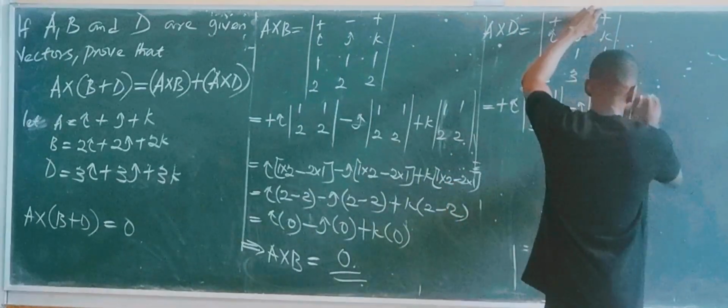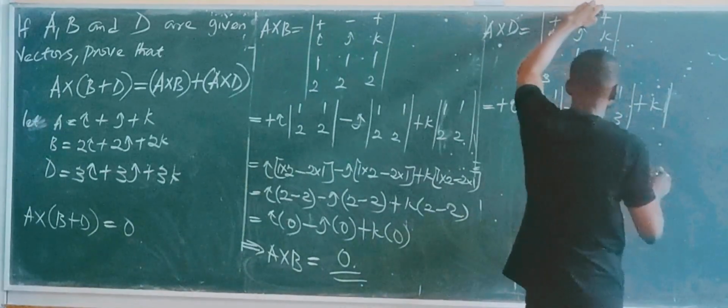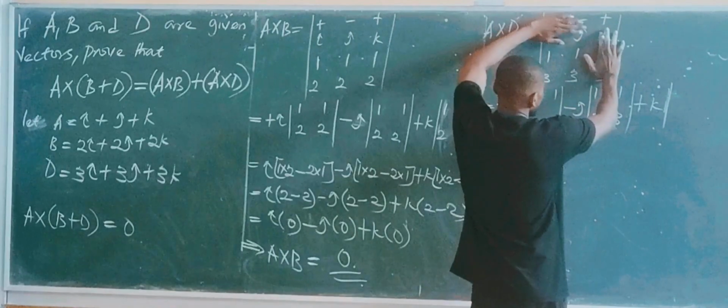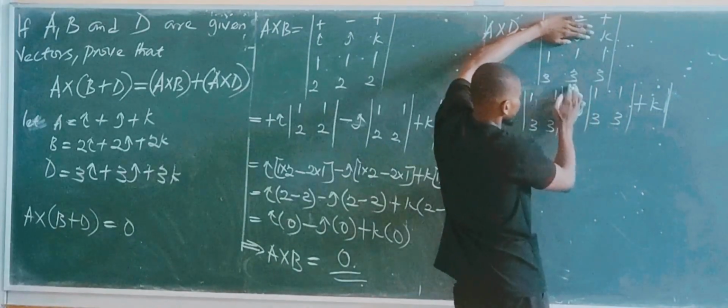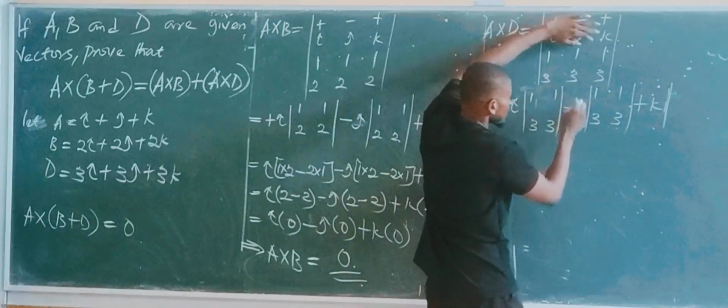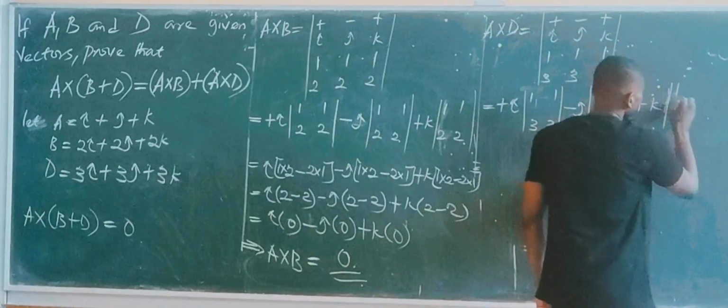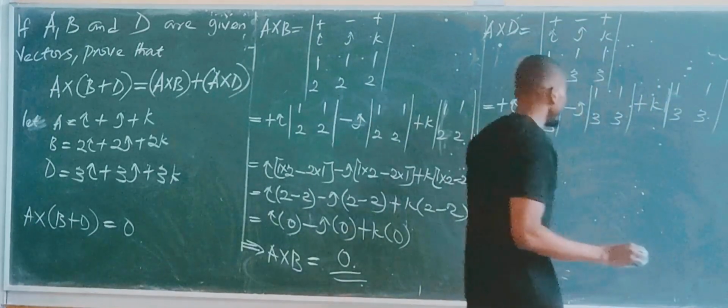Finally, what? Plus k. Okay. Plus k, also block the row of k, block the column of k, we are left with simply 1, 1, 3, 3. So we simply have 1, 1, 3, 3. Okay, so you have this now.